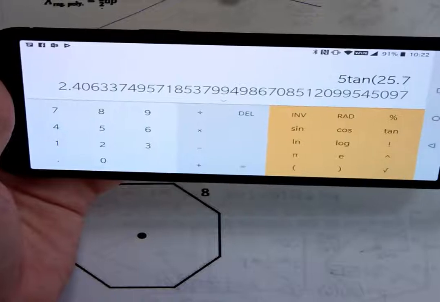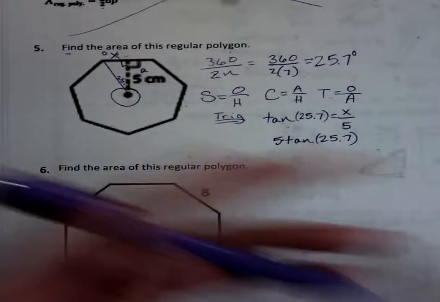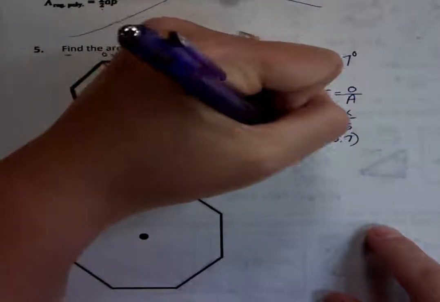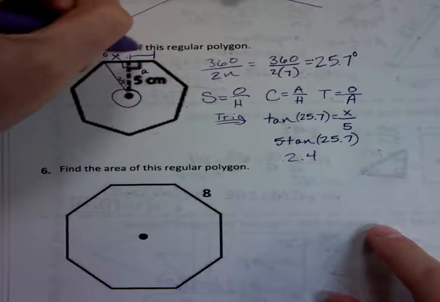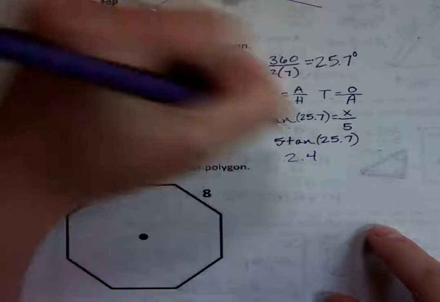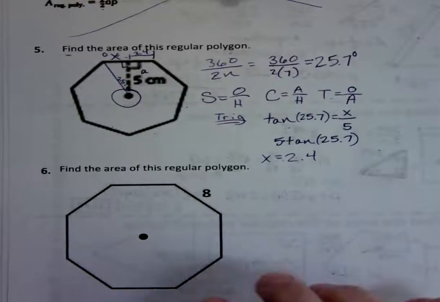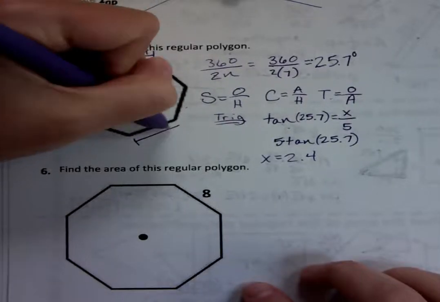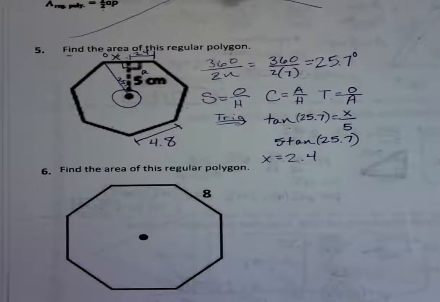Now you can do this at home. Look at that. So 2.4 is going to be the answer to this. So the length of half of our side is 2.4. We only have half the side. We're trying to find the perimeter. So the entire side would be double that, right?